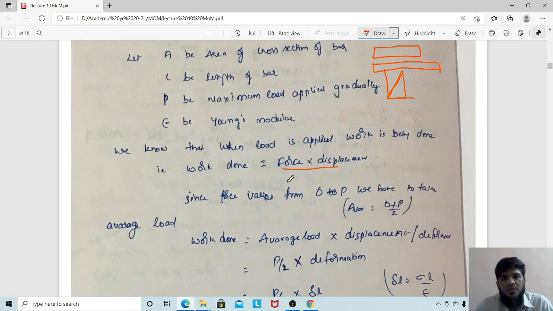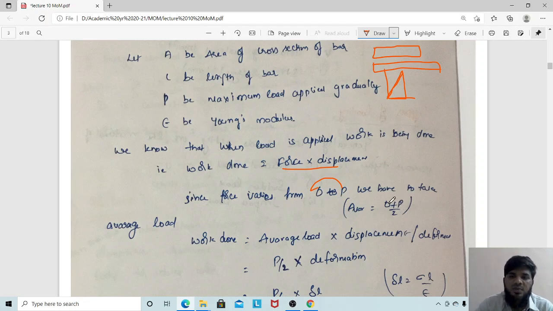Here the force varies from 0 to P, because initially when the rod is there, you will not be applying any kind of force, and then you gradually apply it. At the final position, within the elastic limit, you are going to get the load as P. So the load is changing from 0 to P. Which load do I have to consider? What I do is average the load.